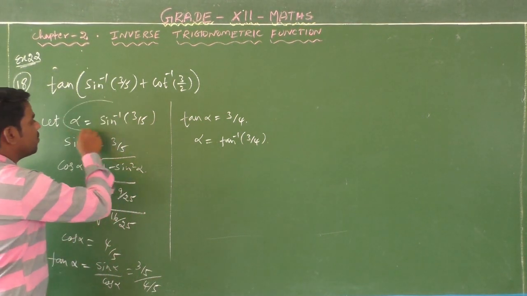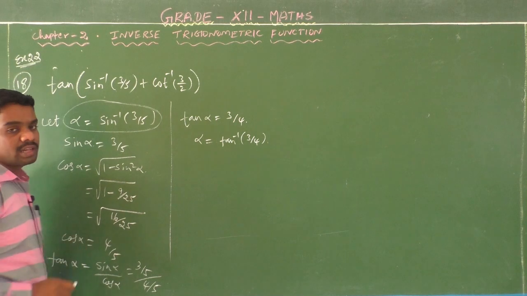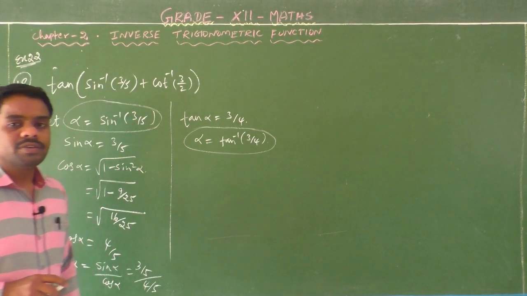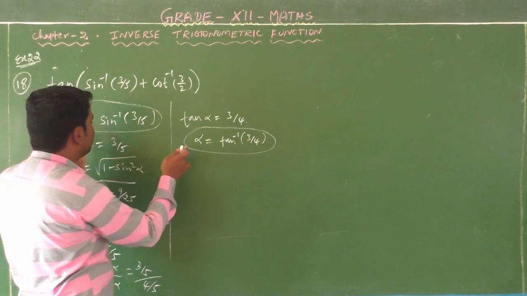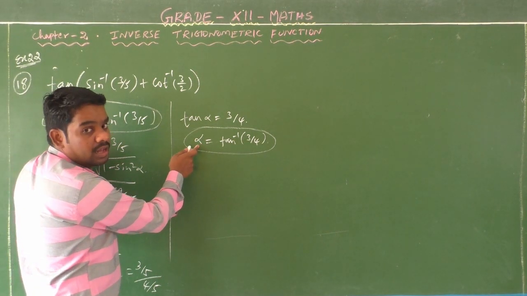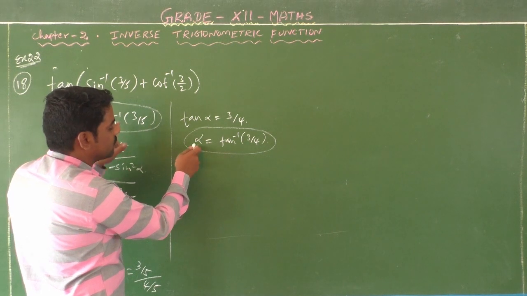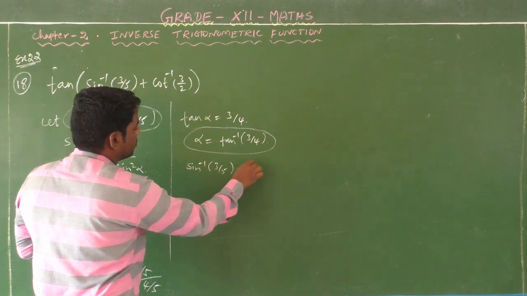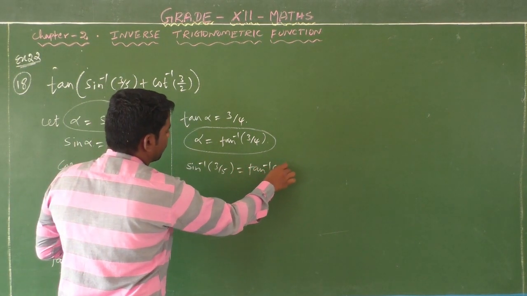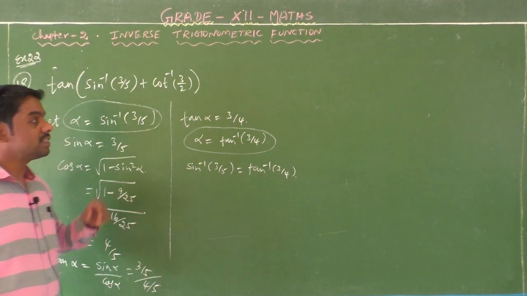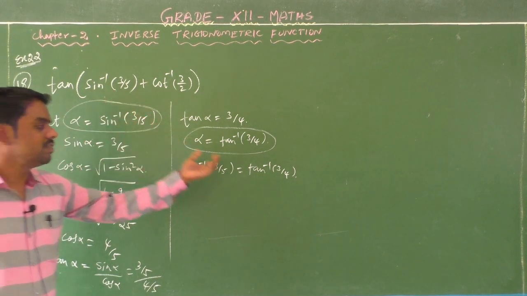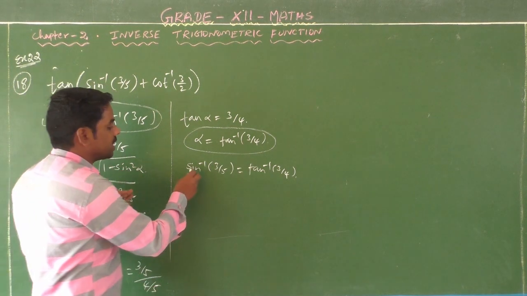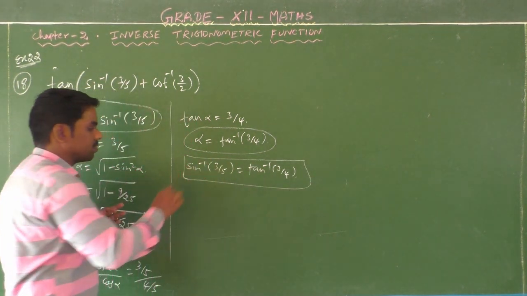Listen, here alpha is equal to sin inverse of 3 by 5, and also alpha is equal to tan inverse of 3 by 4. Compare these two values. Therefore, the left hand side is equal, and the right hand side is also equal. So sin inverse of 3 by 5 is equal to tan inverse of 3 by 4.